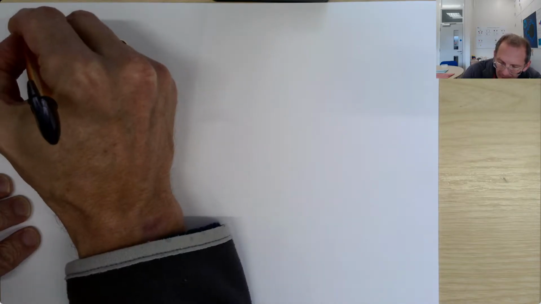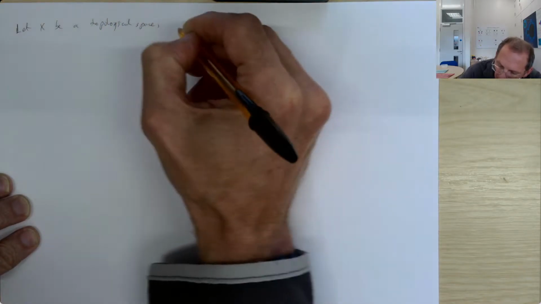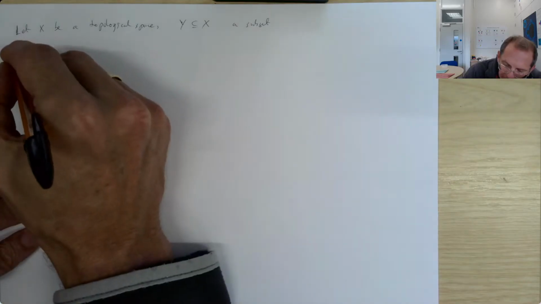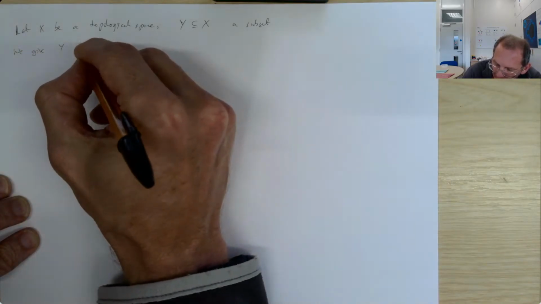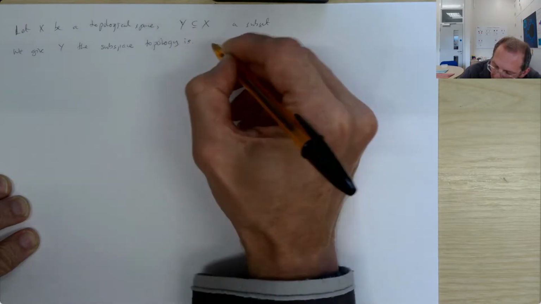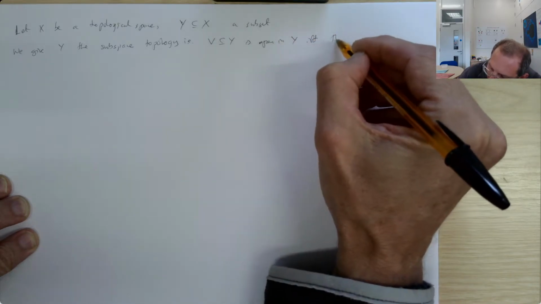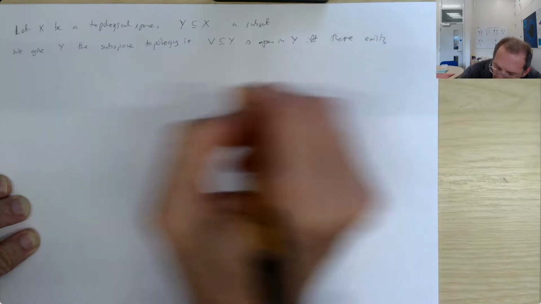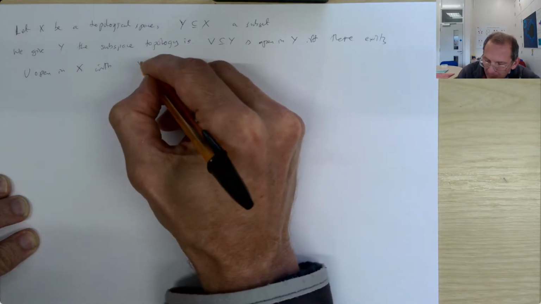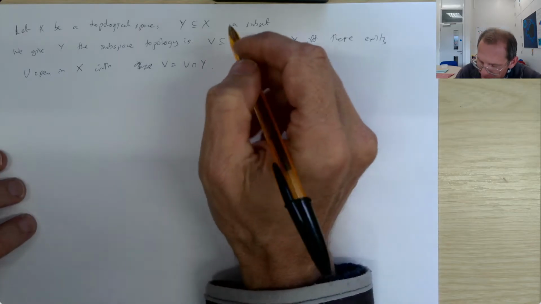So we've got, let X be a topological space and Y a subset, and we give Y the subspace topology, i.e. V in Y is open in Y if and only if there exists U open in X with V equal to U intersected with Y. Okay, that was the definition of the subspace topology.